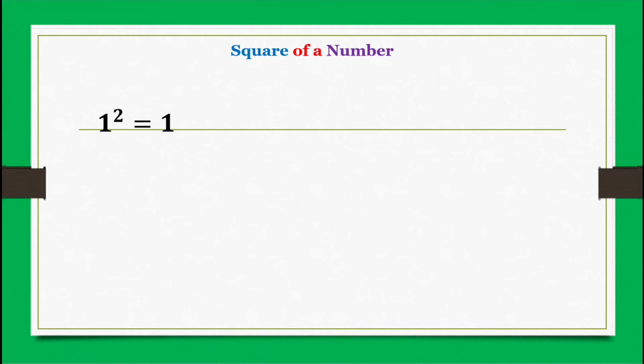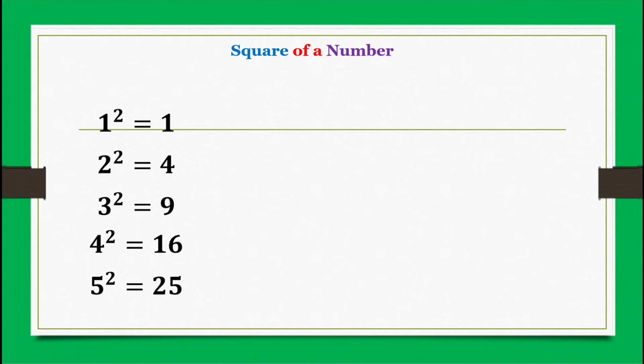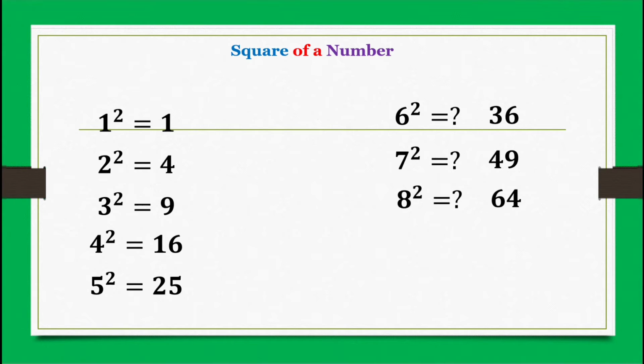1 squared equals 1. 2 squared equals 4. 3 squared equals 9. 4 squared equals 16. 5 squared equals 25. Now try to get the square of the following. 6 squared equals, that's right, 36. 7 squared equals, that's correct, 49. 8 squared equals 64. 9 squared equals 81. And 10 squared equals 100.